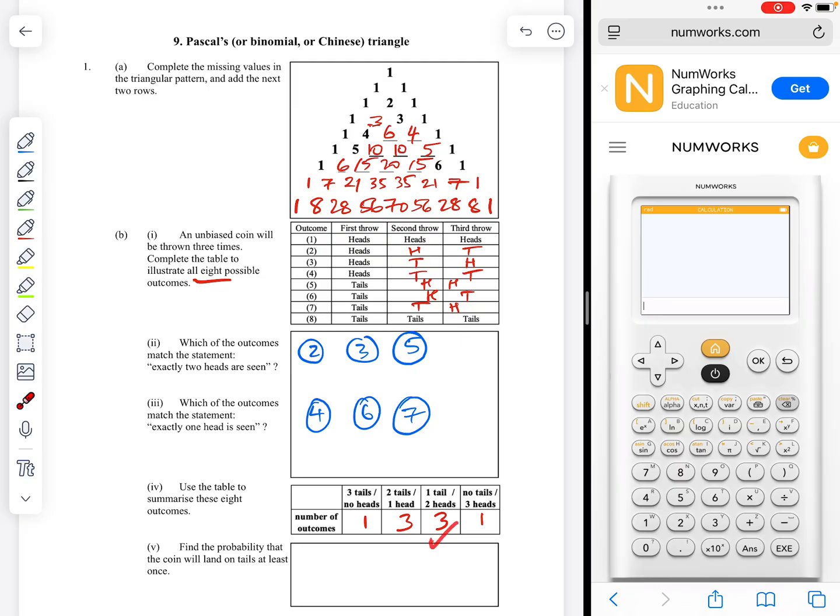Part 5. Find the probability that the coin will land on tails at least once. At least once is there, there, and there. It is not the far right, no tails, but all the others. So out of every 8, 7 times out of every 8. If we want a decimal, 7 divided by 8, and we get 0.875.